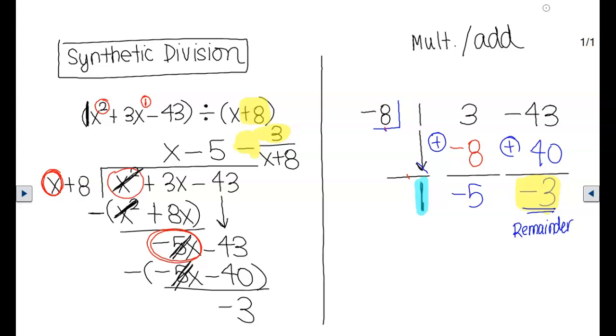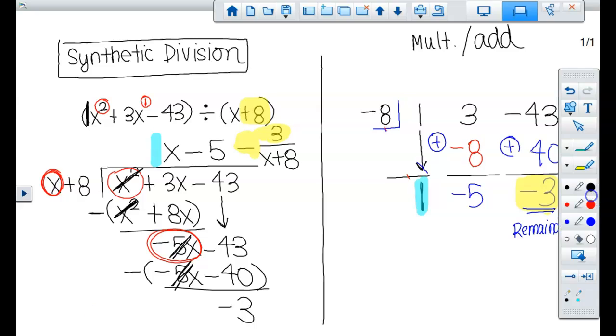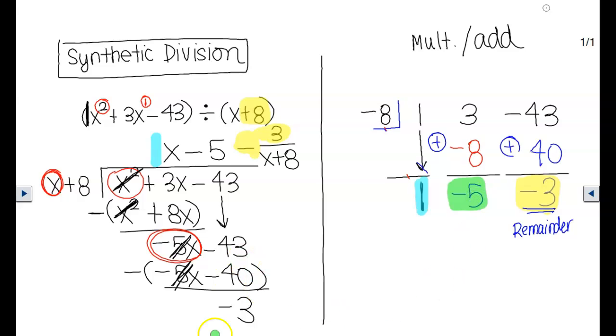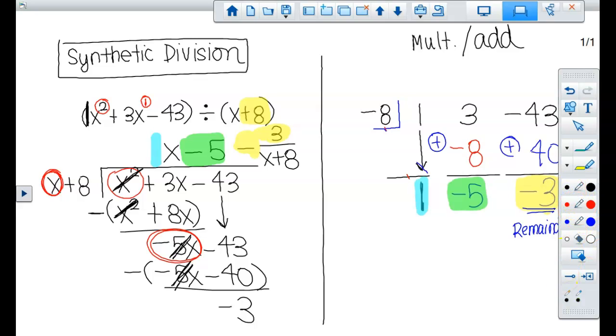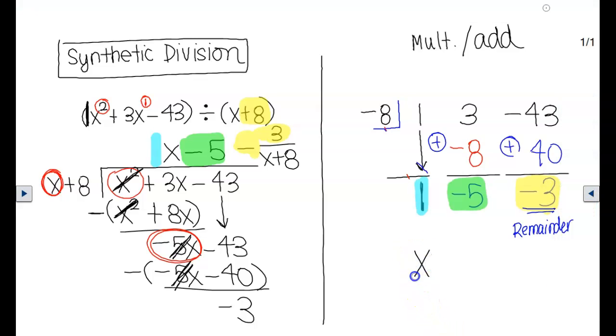We got a 1. Where in this answer do you see a 1? Well, there is a 1 in front of that x. So it's 1x. And then negative 5. Where do I see negative 5 in my answer? Well, that's this other term. So when I see 1, negative 5, and negative 3, I know the last one is the remainder. So this is 1x minus 5 with a remainder of 3. So that would be minus 3 over x plus 8.